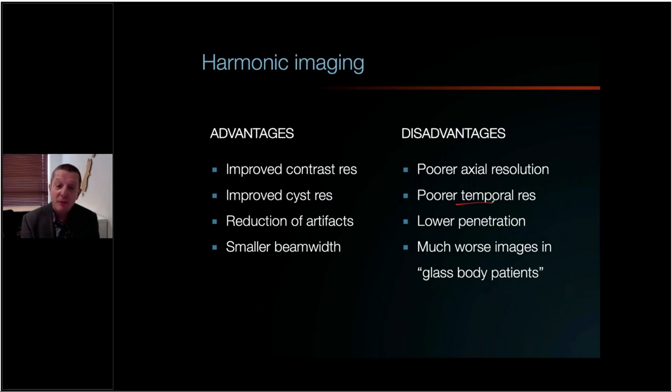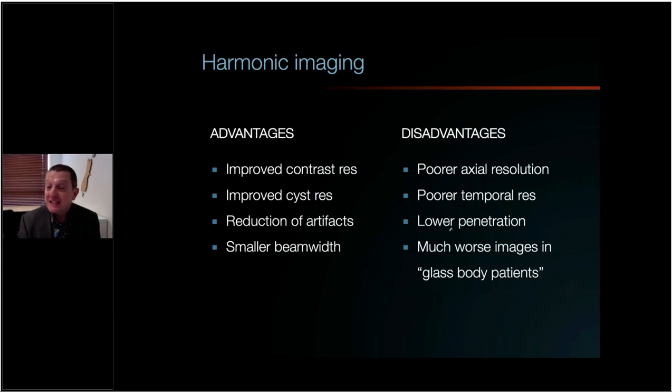Another disadvantage is poorer temporal resolution. Remember that the extraction of harmonic frequencies is usually achieved using pulse inversion, and therefore each line of sight needs to be sampled twice in order to get the harmonic echoes out of the returning signal, and therefore your temporal resolution will suffer a little bit as well. This can be compensated by, for example, reducing your line density, but reduction of line density is then associated with lower lateral resolution. So as with many aspects of ultrasound, there are always trade-offs here.